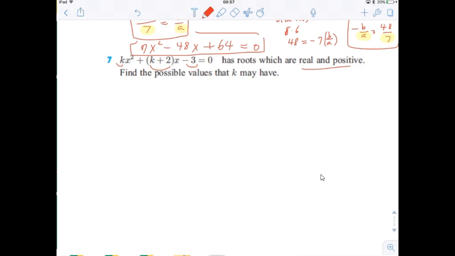Well, of course, we're going to use the equations alpha plus beta equals negative b over a, and alpha times beta is equal to c over a. And so we know that c is equal to negative 3 and a is equal to k. And we know that negative b is equal to negative k plus 2, actually, divided by k.